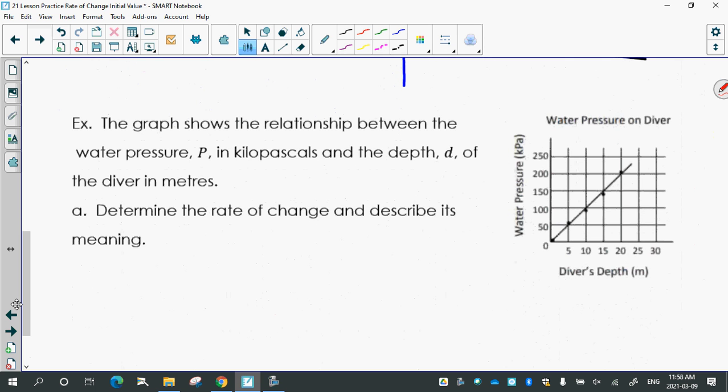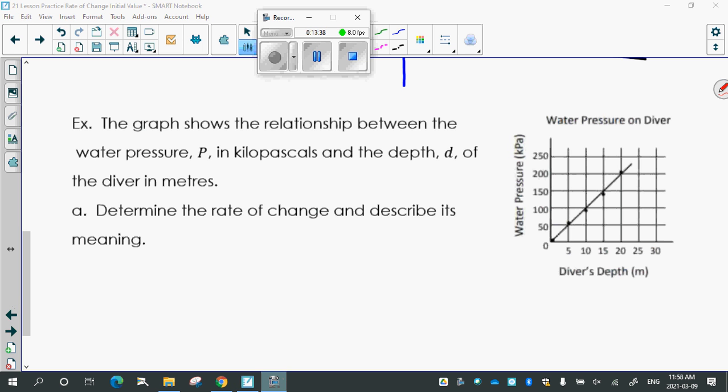So we're continuing with this one. Oh no, we're on to a new one. Great. The graph shows the relationship between the water pressure P in kilopascals and the depth D of the diver in meters. Determine the rate of change and describe its meaning. Everybody, find the rate of change and describe its meaning.